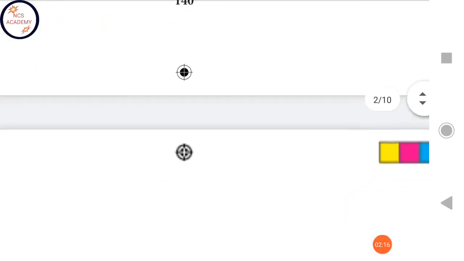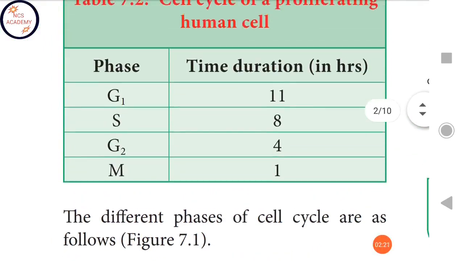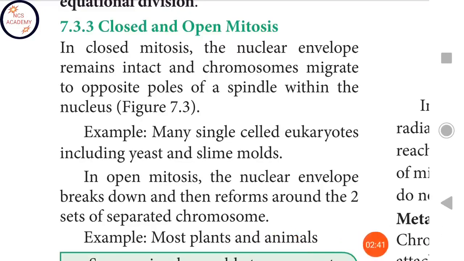In human beings, you see the G1 phase, S phase, G2 phase, M phase. The first phase, G1 phase, takes 11 hours. Like that, S phase, the synthesizing phase, 8 hours. Likewise, G2 phase 4 hours and mitotic phase 1 hour. This is in human cells.